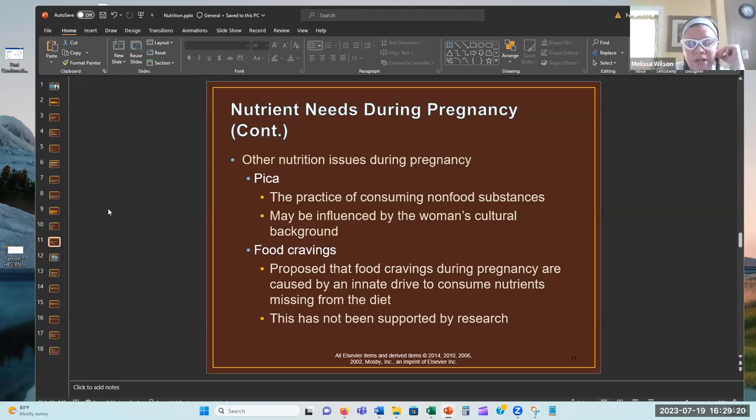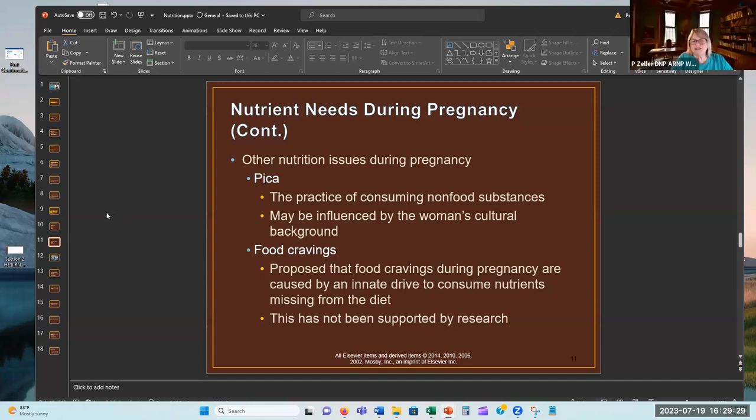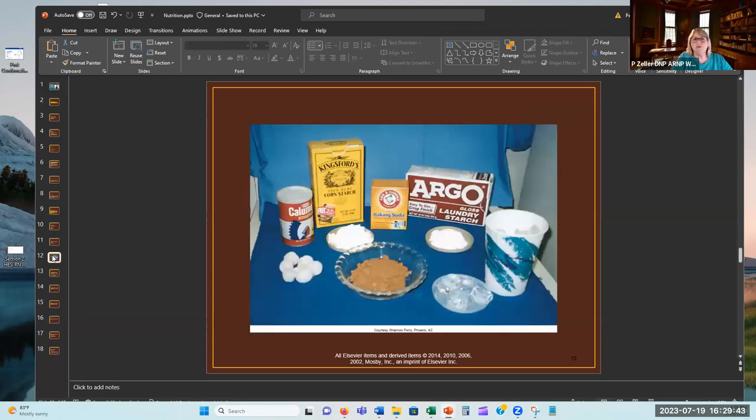What about cornstarch? I know a lot of people who've done that. Yep, cornstarch. Does it have iron in it? I don't know if it's the idea that it has iron. It might be something in it that, for some reason, I don't know. Cornstarch is sweet. So that's pica, however you want to pronounce it. So baking powder, cornstarch, laundry detergent.